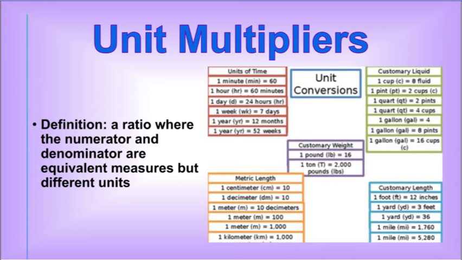The definition is just a ratio where the numerator and the denominator are equivalent measures but different units. And here you can see in the picture many different units of measurement, unit ratios. So 1 minute is the same as 60 seconds. 1 hour is the same as 60 minutes, and so on. Or if you go to metric length, you've got 1 centimeter is the same as 10 millimeters. Or 1 foot is 12 inches. These are what we're all going to use to convert from one unit of measurement to another.